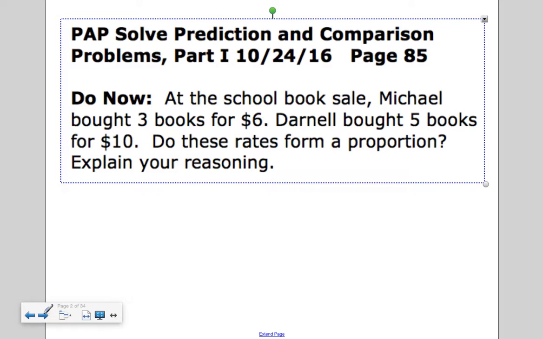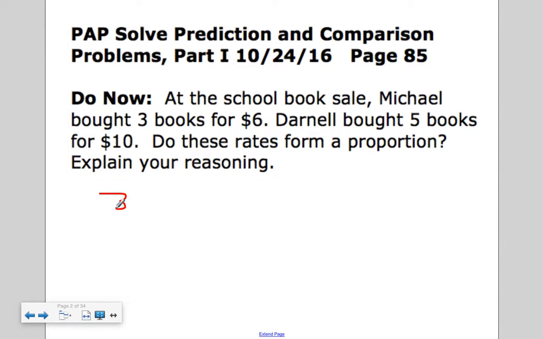So let's look at our do now. At the school book sale, Michael bought 3 books for $6. Darnell bought 5 books for $10. Do these rates form a proportion? Let's see. 3 books. It's so important you label these. $6. Or you can literally say $6 for 3 books. 5 books. $10.